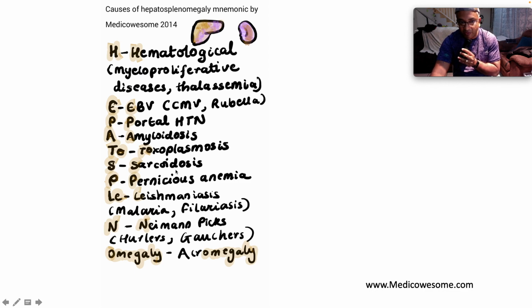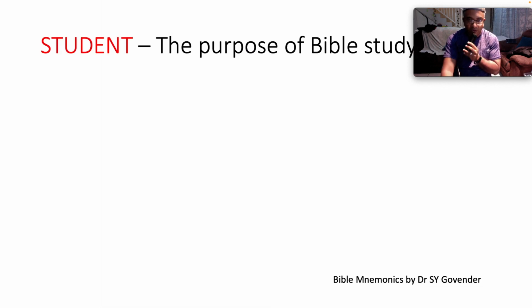S is sarcoidosis. P is for pernicious anemia, alpha leishmaniasis. And the cousins of leishmaniasis is tropical malaria syndrome, filariasis. N is for Niemann-Pick, which is a glycogen storage disease, and the cousins of Niemann-Pick are Hunter's, Hurler's, and Gaucher's. Omegaly stands for acromegaly. Quite a handy mnemonic, hepatosplenomegaly. Thank you, medicawesome.com.